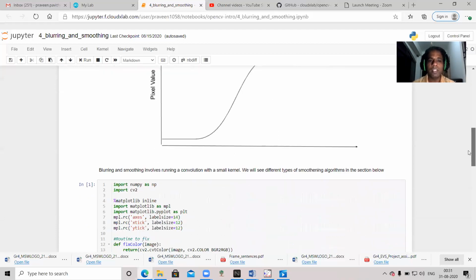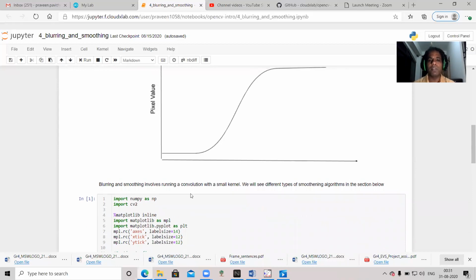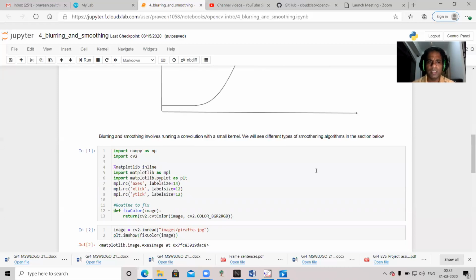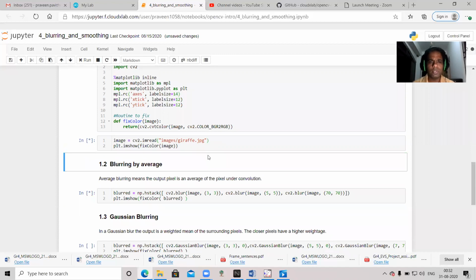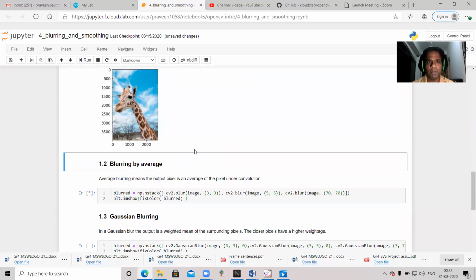Blurring and smoothing basically involves running a convolution with a small kernel. What that means is that you take a small set of pixels at a time and do some sort of averaging or a weighted mean around it. Now let's get started. First, we will do the part where we just set the pictures up. The picture we'll be working with is the giraffe picture, which you've seen before. As you see, it works nicely.